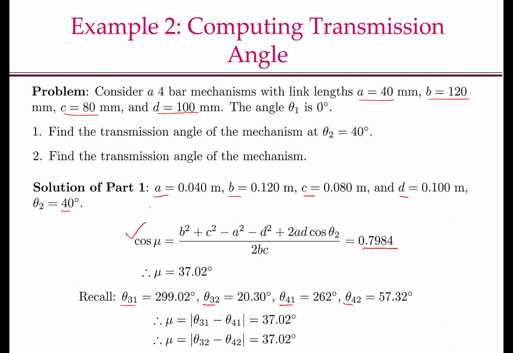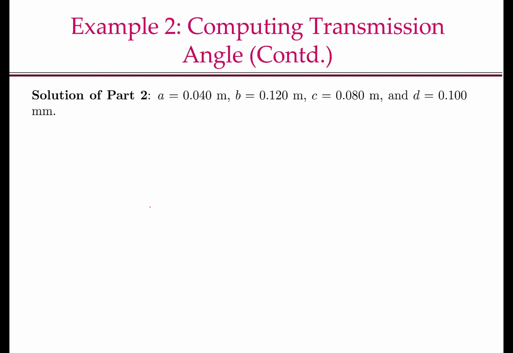What does this say? This says that whichever solution you pick doesn't affect the transmission angle. And this should be obvious because transmission angle is only dependent on theta 2, and theta 2 has a single value. Theta 3 and theta 4 may have different values, but the difference of their absolute value is always the same. Now let us compute the transmission angle of the mechanism over the whole range of motion.